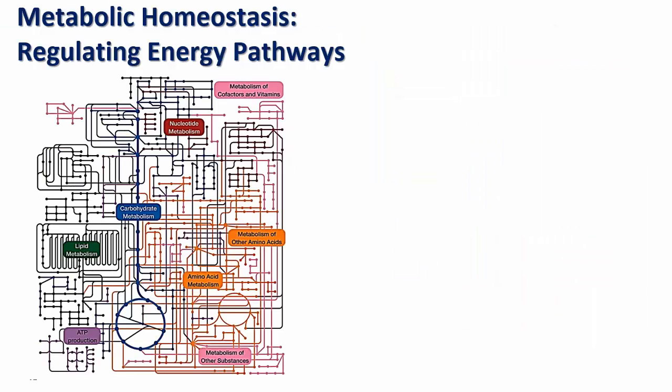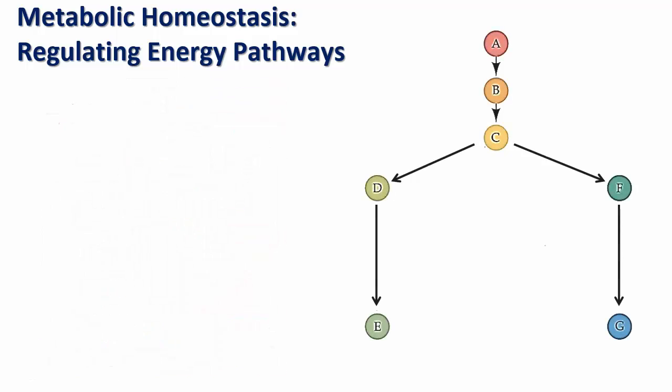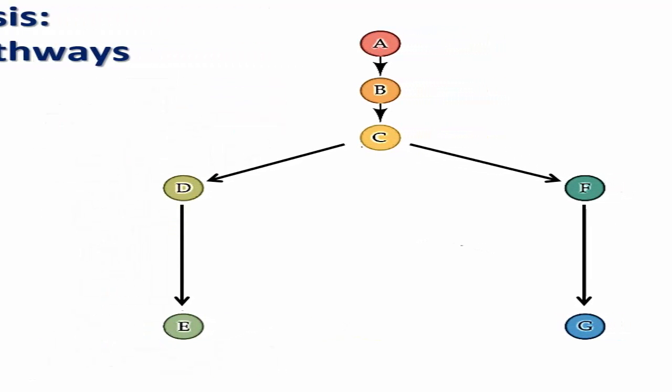Cells regulate their interconnected metabolic pathways depending on their needs and in order to maintain metabolic homeostasis. They can do so by regulating the activities of key allosteric enzymes through feedback inhibition or feedback stimulation. Let's take the example of these hypothetical pathways. The end product C of the first metabolic pathway is the starting point of two different metabolic pathways, one that is catabolic, leading to product G, and the other one is anabolic, leading to product E.